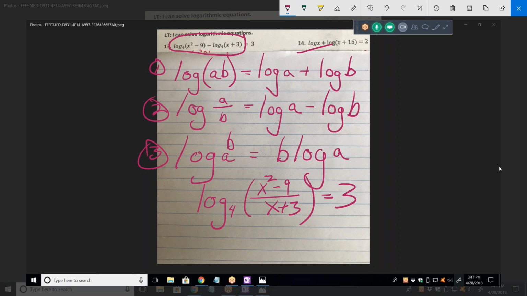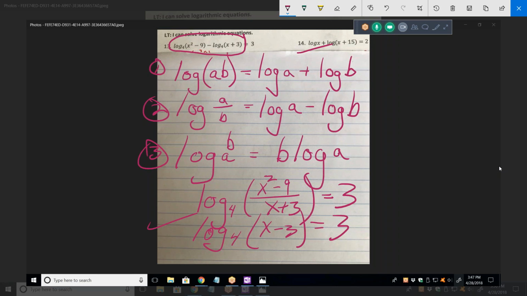Now, the numerator factors, that's a difference of perfect squares. So it factors into x minus 3 times x plus 3. So this thing now becomes x minus 3. With me? Yeah, I'm just writing it down. Okay. Now, how do I solve that? Once I get it into a single log equation, how do I solve it?